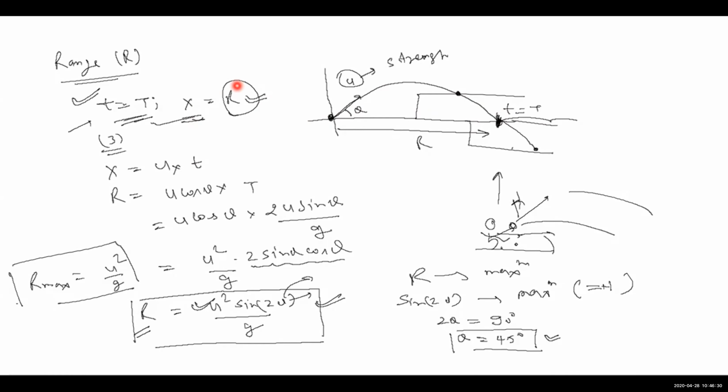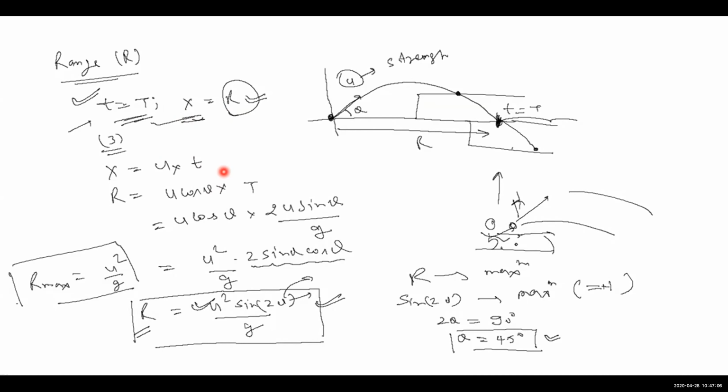Note this point. Formulas are only valid when the point of projection and point of landing are along the same horizontal line. This is the horizontal line. Not valid when they are not. What is valid when they are not along the same horizontal line? Conditions and the equation.